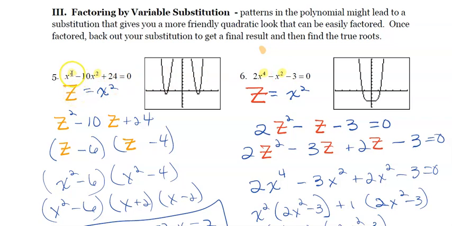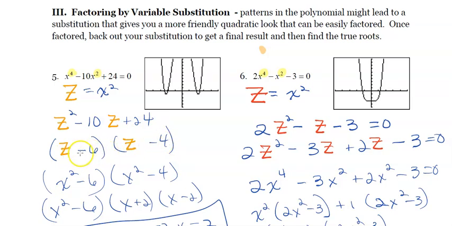I said, wouldn't it be nice if this was squared and this was just plain old x? Because then I know how to factor. So substitute a z in for every x squared. I can now rewrite this equation as z squared minus 10z plus 24. See how I'm getting it from this equation right here? This is easy factoring. Z minus 6 times z minus 4.